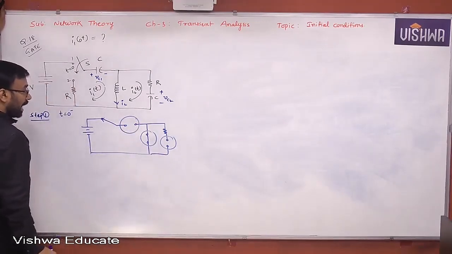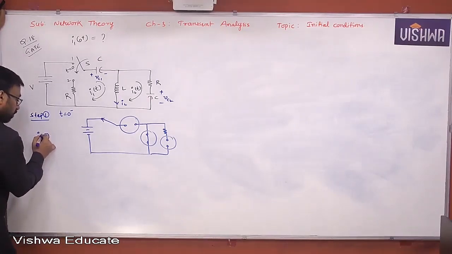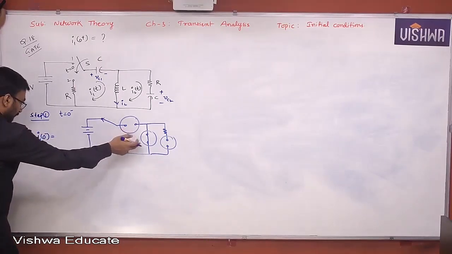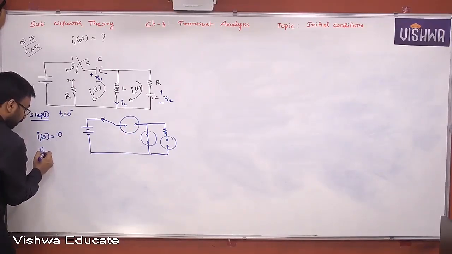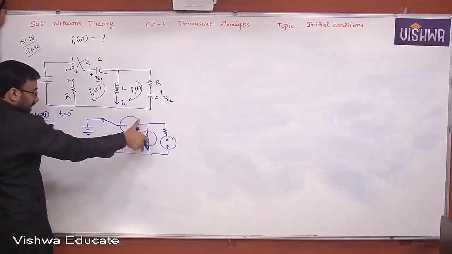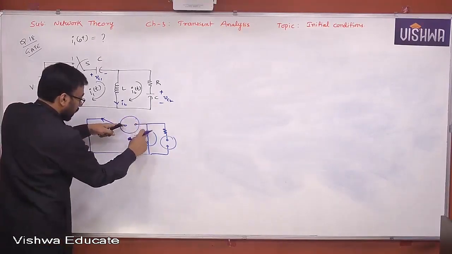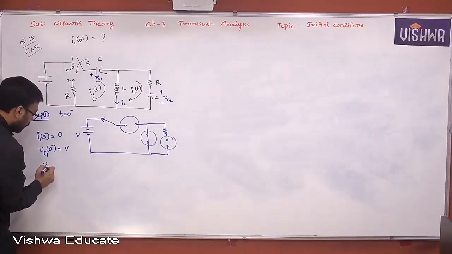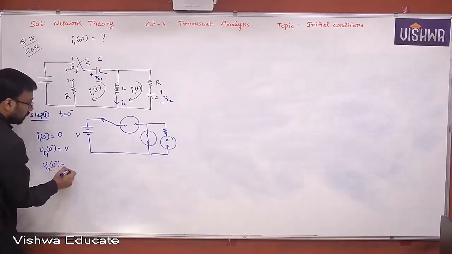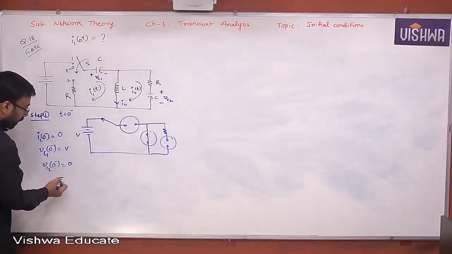So tell me now, what is IL? IL of 0 minus is 0. Yes or no? Because this is open, you can't expect any current here. What is VC1 of 0 minus? See, VC1 of 0 minus, the total voltage V is appearing across this. Yes or no, all of you? These are the two terminals, right? So this is the voltage. What is VC2 of 0 minus? The voltage across the short circuit. So, 0. I hope you understand the point now.